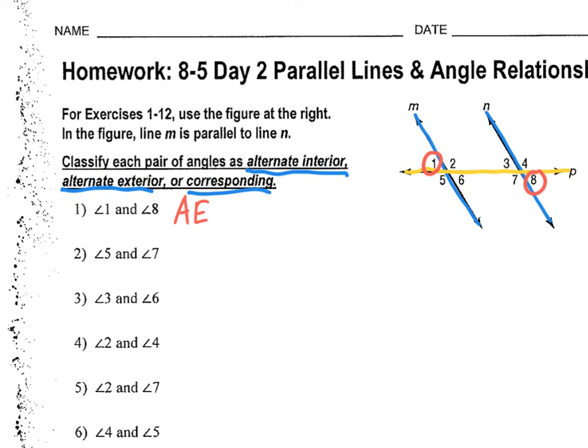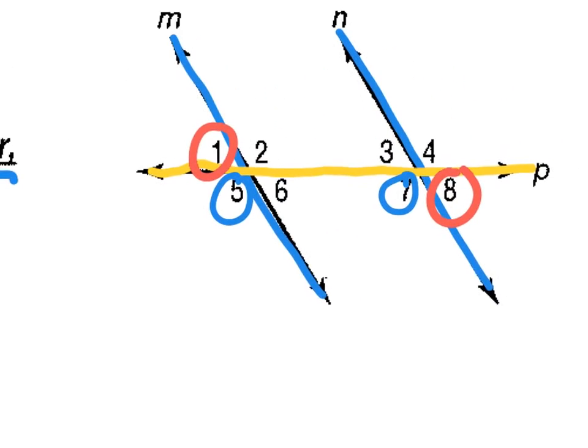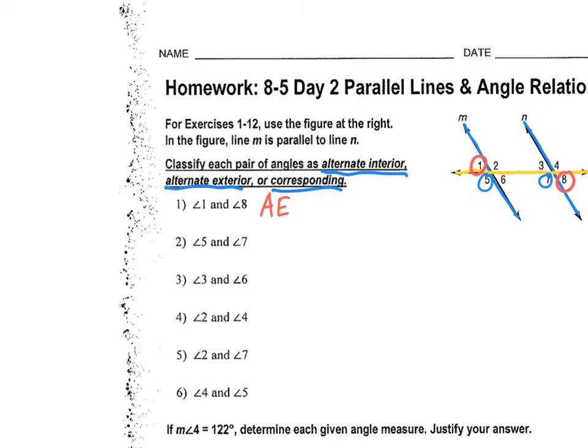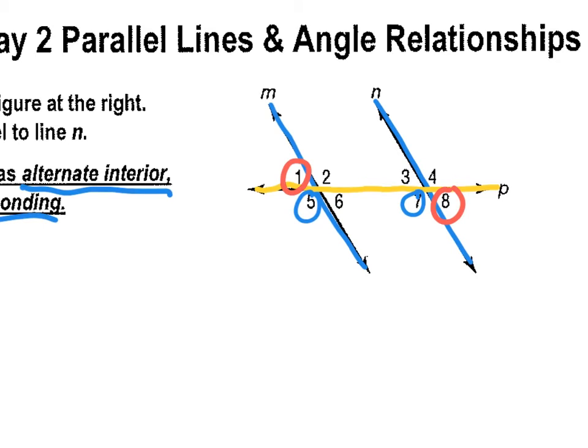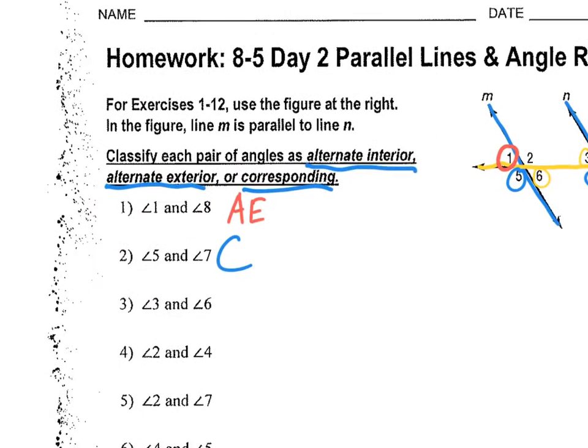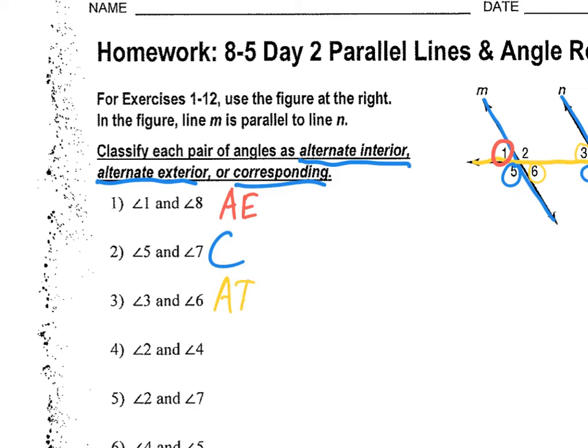Now I'm going to be looking at angle 5 and angle 7. Here's angle 5, here's angle 7. Because they are on the same side of the transversal line, and because they have the same angle, I know that these are going to be corresponding angles. On number 3, we are going to be looking at angle 3 and angle 6. So here's angle 3, and here's angle 6. They are on the alternate sides of the transversal line, and they are on the inside of the parallel lines. So these are going to be alternate interior angles. I'm going to label this AI for alternate interior.